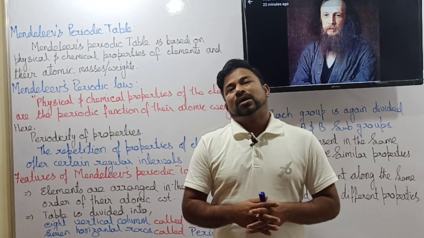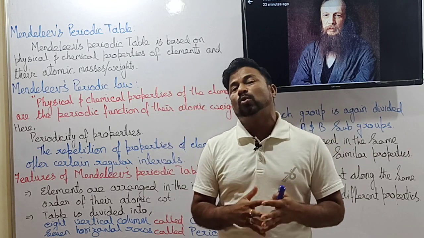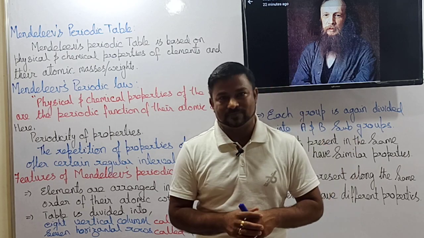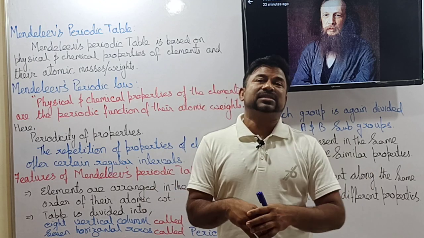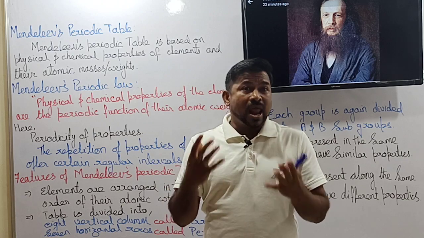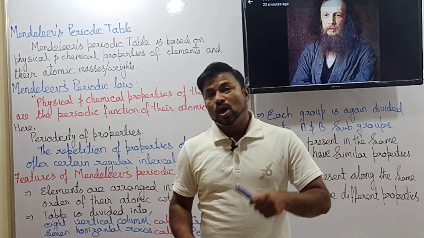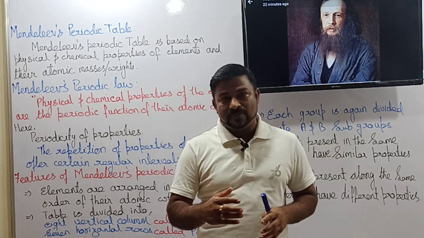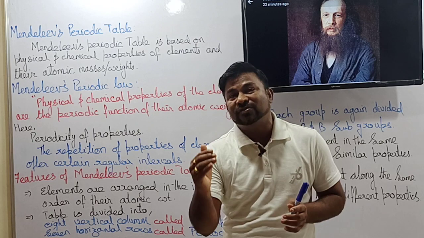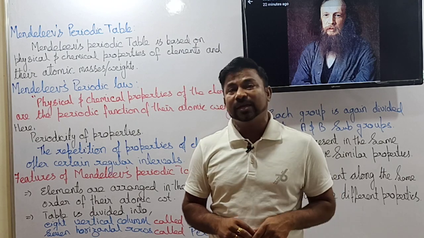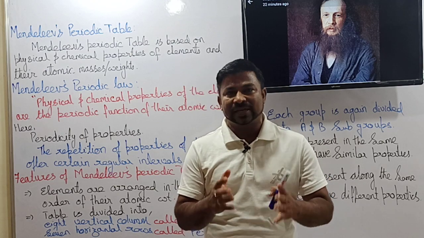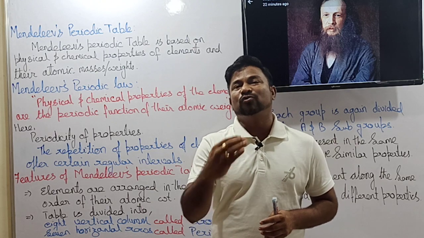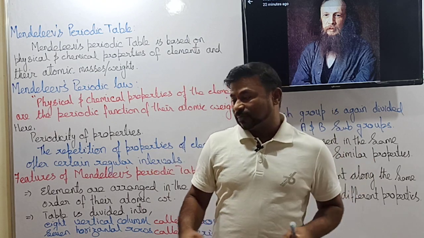Now, the total table he has classified, he was focusing mainly on groups and columns. For the entire design, he was talking about a law, Mendeleev's periodic law. So what does Mendeleev's periodic law say? Physical and chemical properties of the elements are the periodic function of their atomic weights. I repeat, physical and chemical properties of the elements are the periodic functions of their atomic weights. This is the law on which the entire periodic table has been classified.